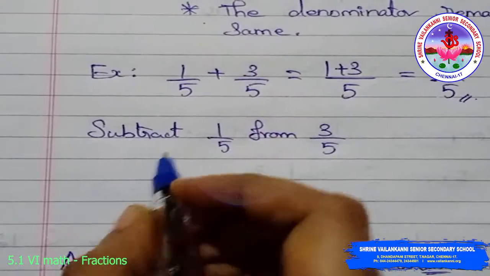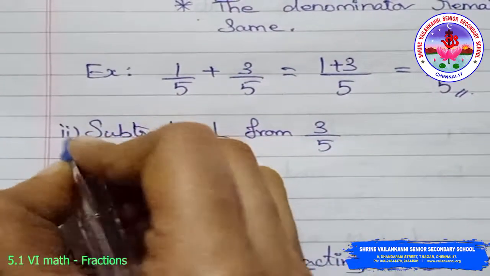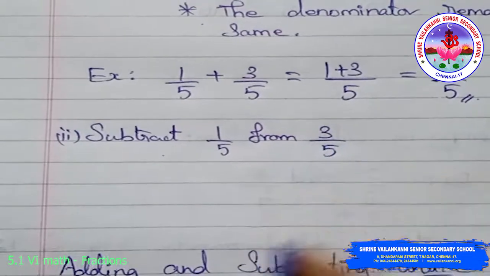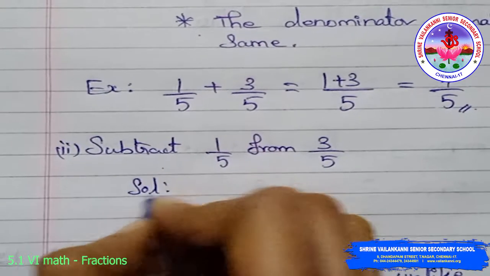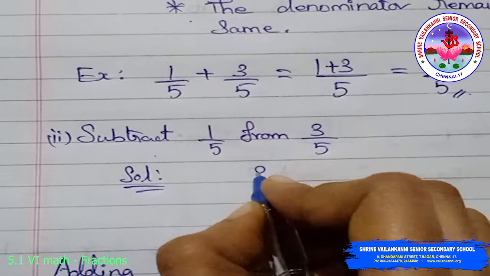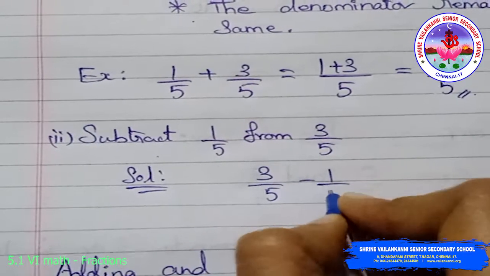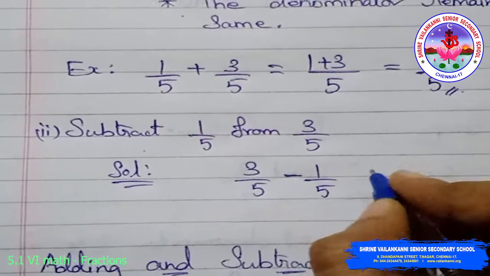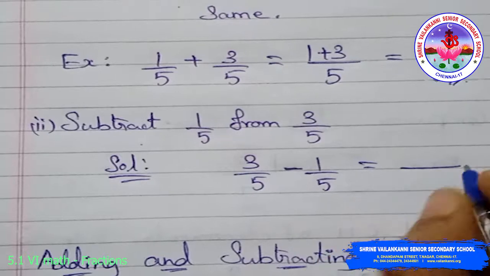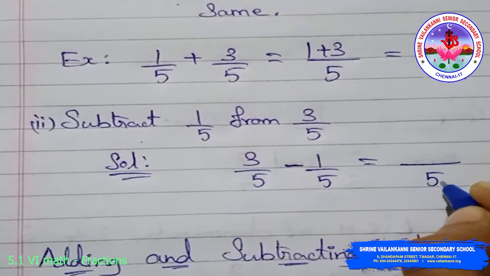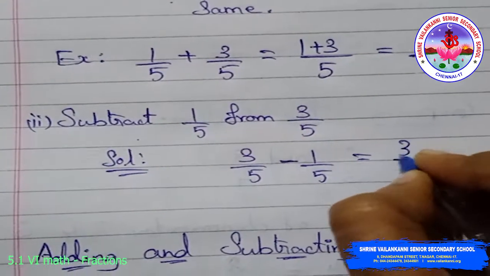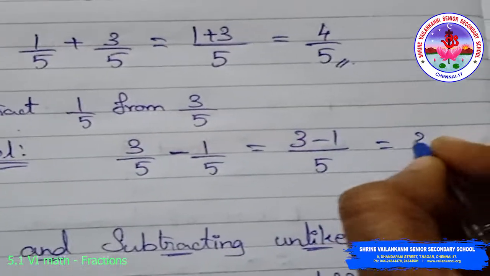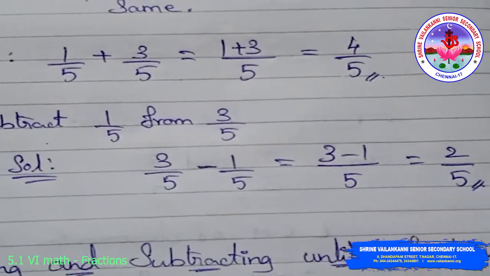Next example, subtract 1 by 5 from 3 by 5. Solution, 3 by 5 minus 1 by 5. Here the denominators are the same, so taking the common denominator 5. The numerator 3 minus 1, that is 2 by 5, is the answer.